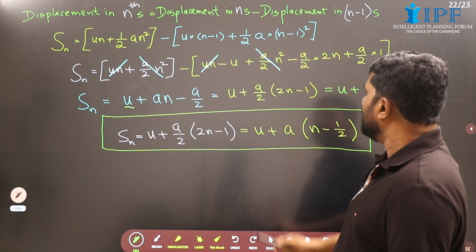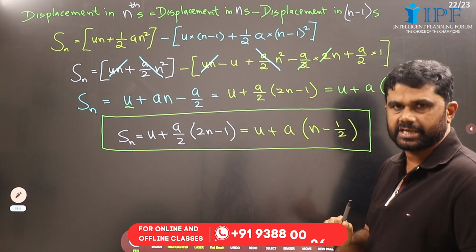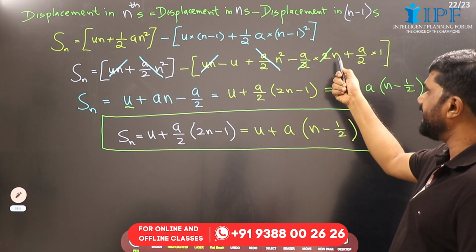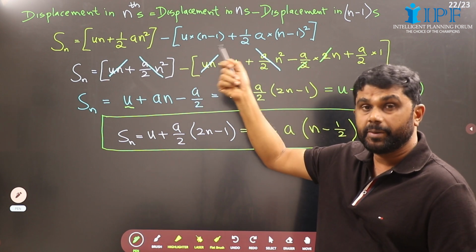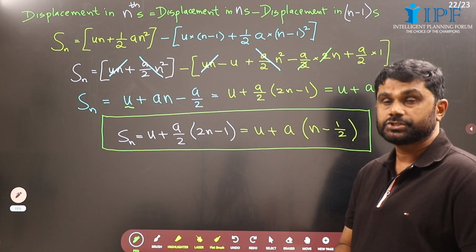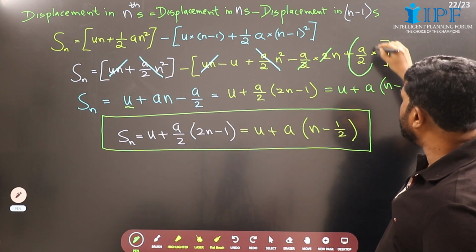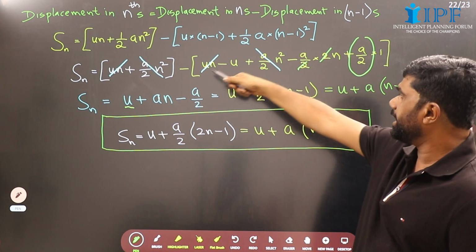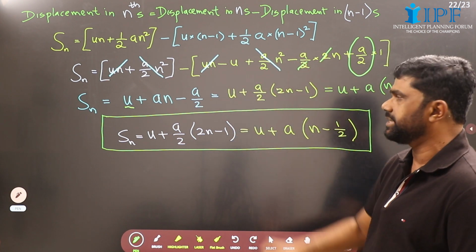Then here this 2 and this 2 can be cancelled, so it will be minus an. There is a negative sign outside the bracket, so it will be minus of minus an, so it will be an. Then finally we have a by 2. Again there is a negative sign outside the bracket, so minus of a by 2 will be minus a by 2.